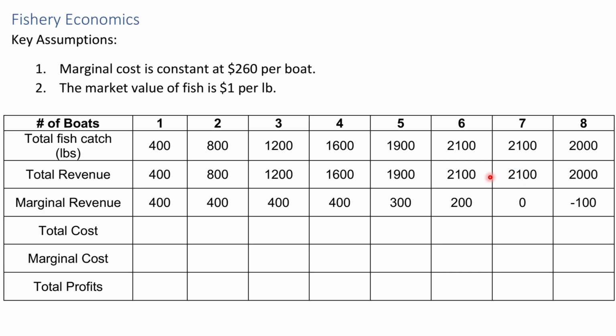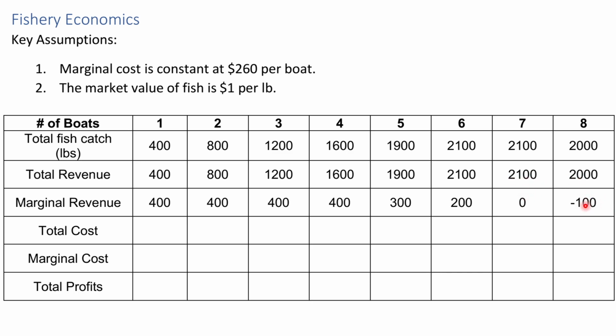Right, so 7 boats. By adding the seventh boat, there is no difference in the total revenue. So the 7th boat did not add any total number of fish. So we get 0 here, and by adding the 8th boat, the overall catch actually decreased. Now, important thing to note here. This 0 here does not mean that the 7th boat didn't catch any fish. This just means that the 7th boat comes in and everybody's fish caught goes down. We're still going to assume that all the boats are catching some fish, just that the overall fish decreases.